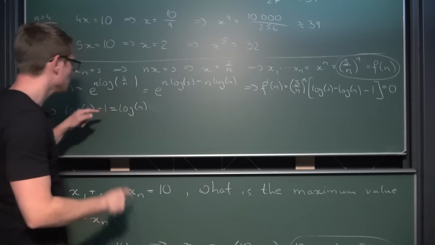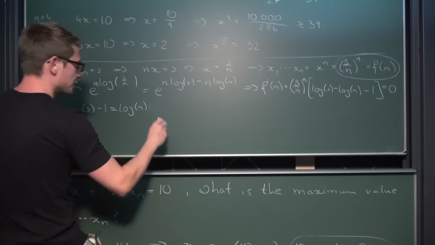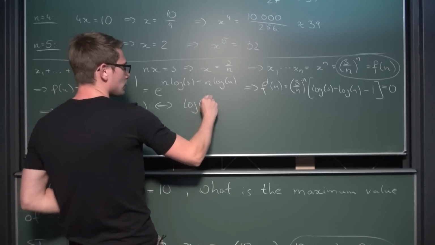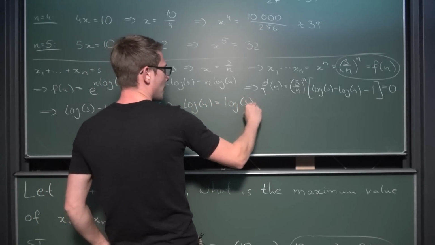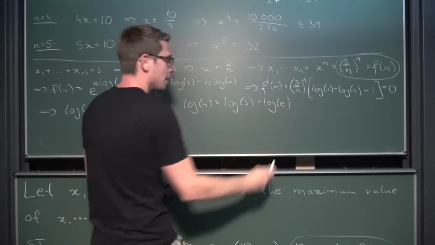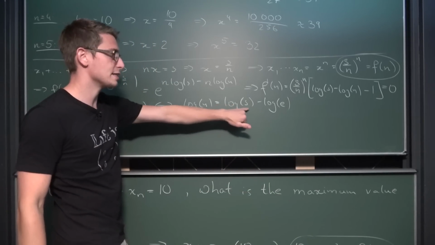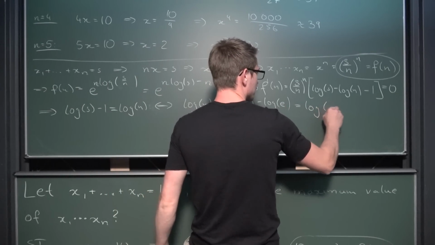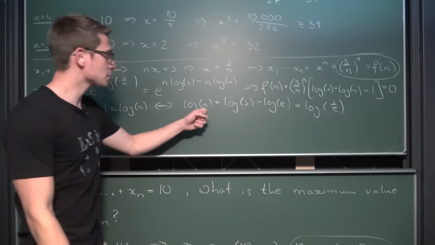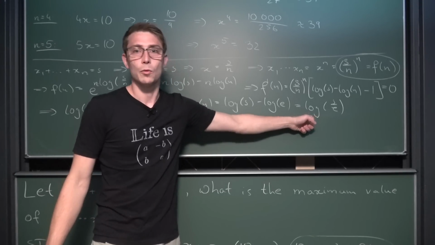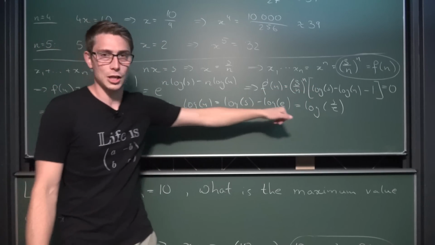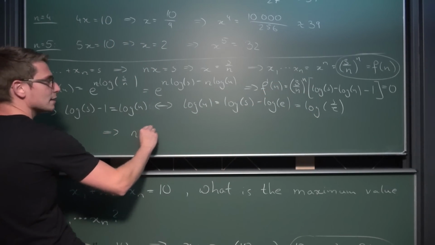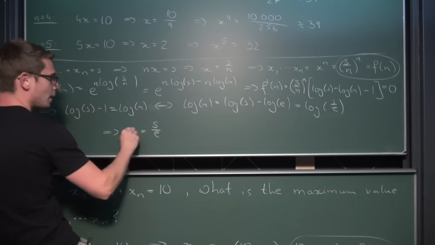And the cool thing is, 1 is nothing other than the natural log of e. So we can actually play around with this expression a bit. So log of n is the same as log of s minus log of e. And by logarithm properties, log of s minus log of e is log of s divided by e. And since the logarithm function is increasing, we can just take the exponential function, the inverse function, on both sides, giving us that n is nothing other than s divided by e.